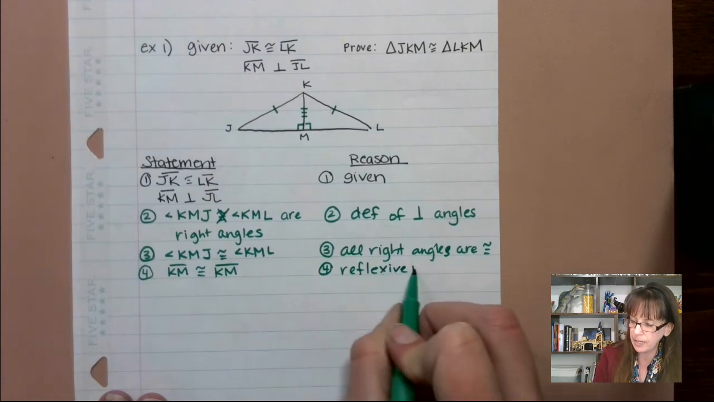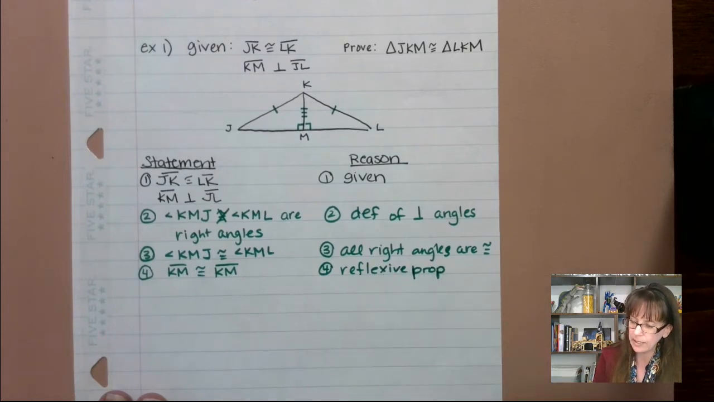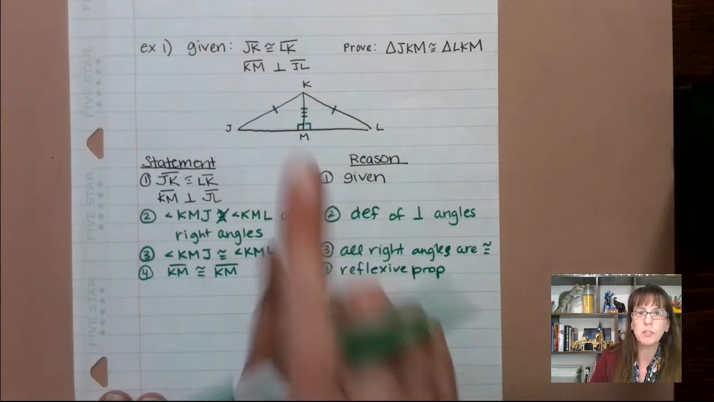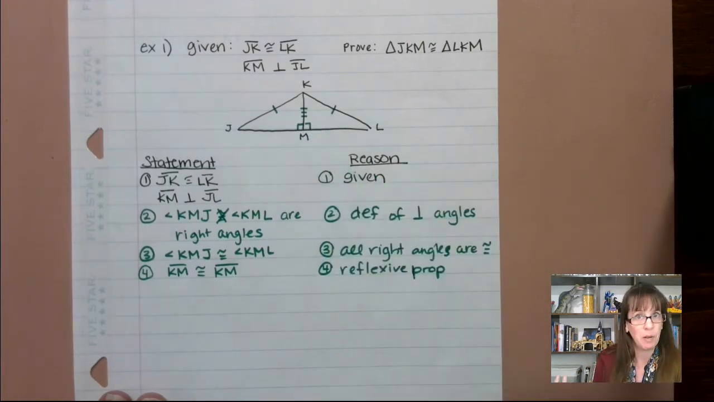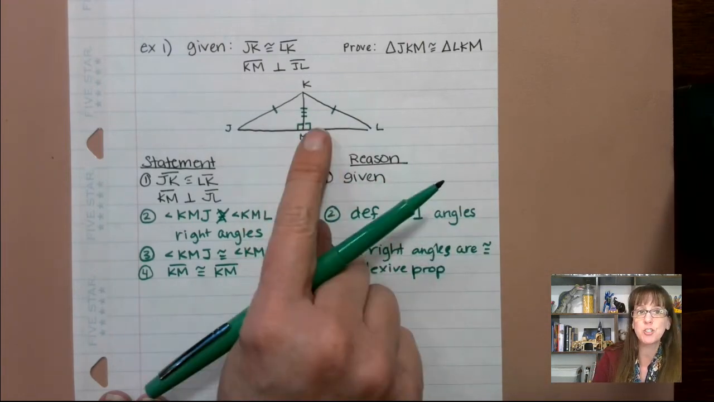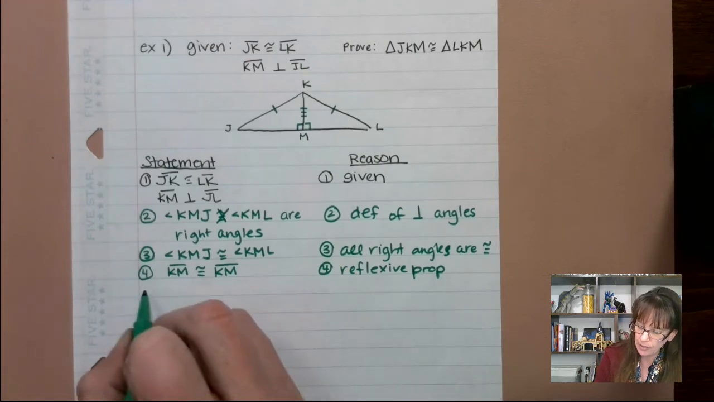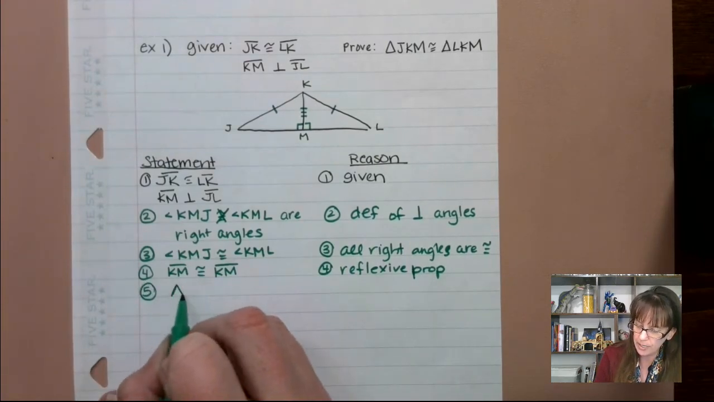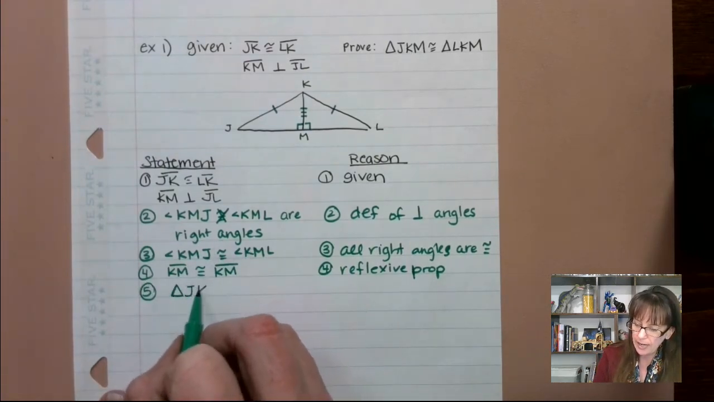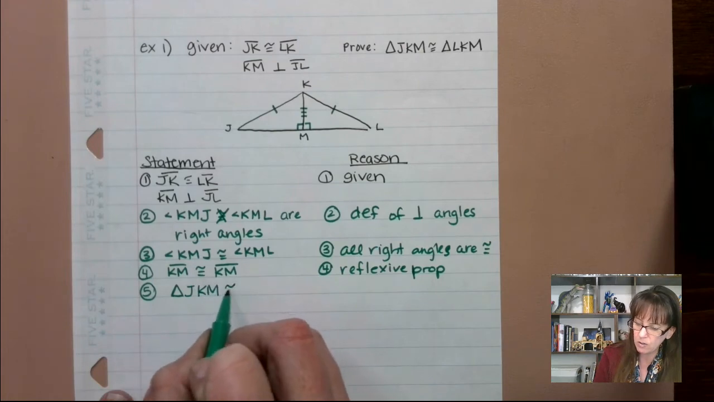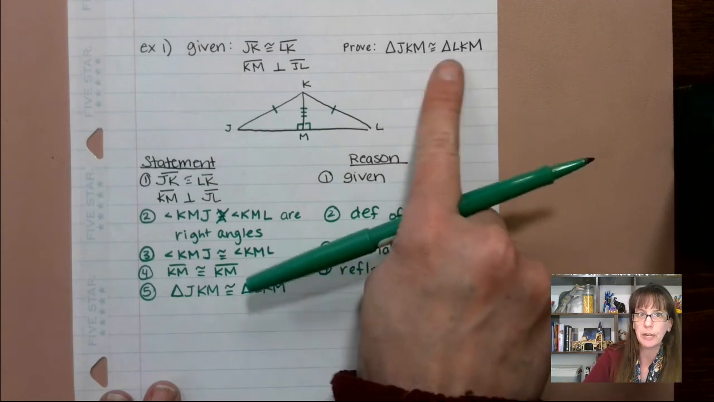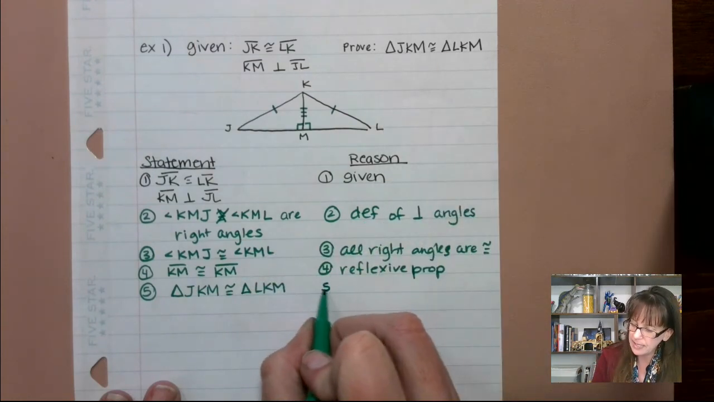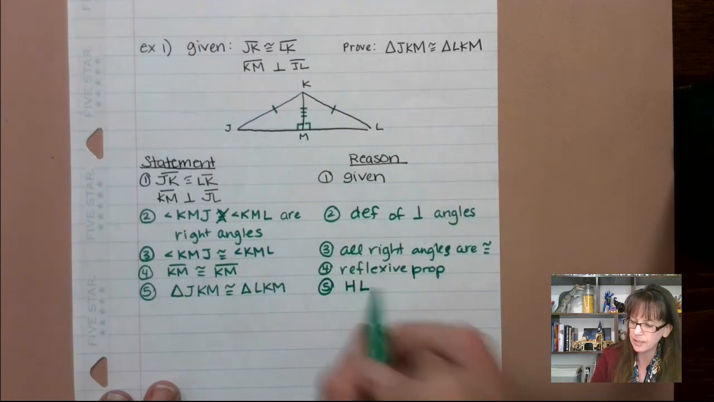Reflexive property. All right. Now, looking at that triangle, we can see, oh, okay, we have a right angle, so this is a right triangle. The side opposite the right angle, the hypotenuse, those are both congruent, and they share a leg. So we can declare these guys are congruent. So triangle JKM is congruent to triangle LKM, just like it's asking us to prove right up here. And we can say that by hypotenuse leg.